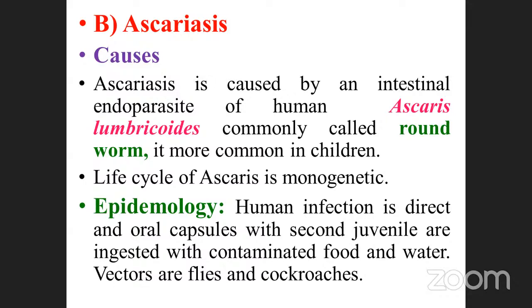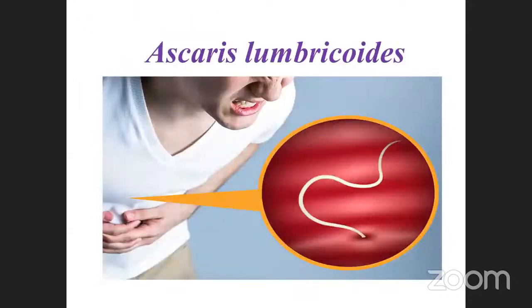That is very, very important. How will it be spread? Through flies and cockroaches. They carry the capsules, which are nothing but small egg-like structures. See, this is called Ascaris lumbricoides. The structure will be like this. It adheres to the surface of the intestines. That's why it leads to pain, stomach pain also.